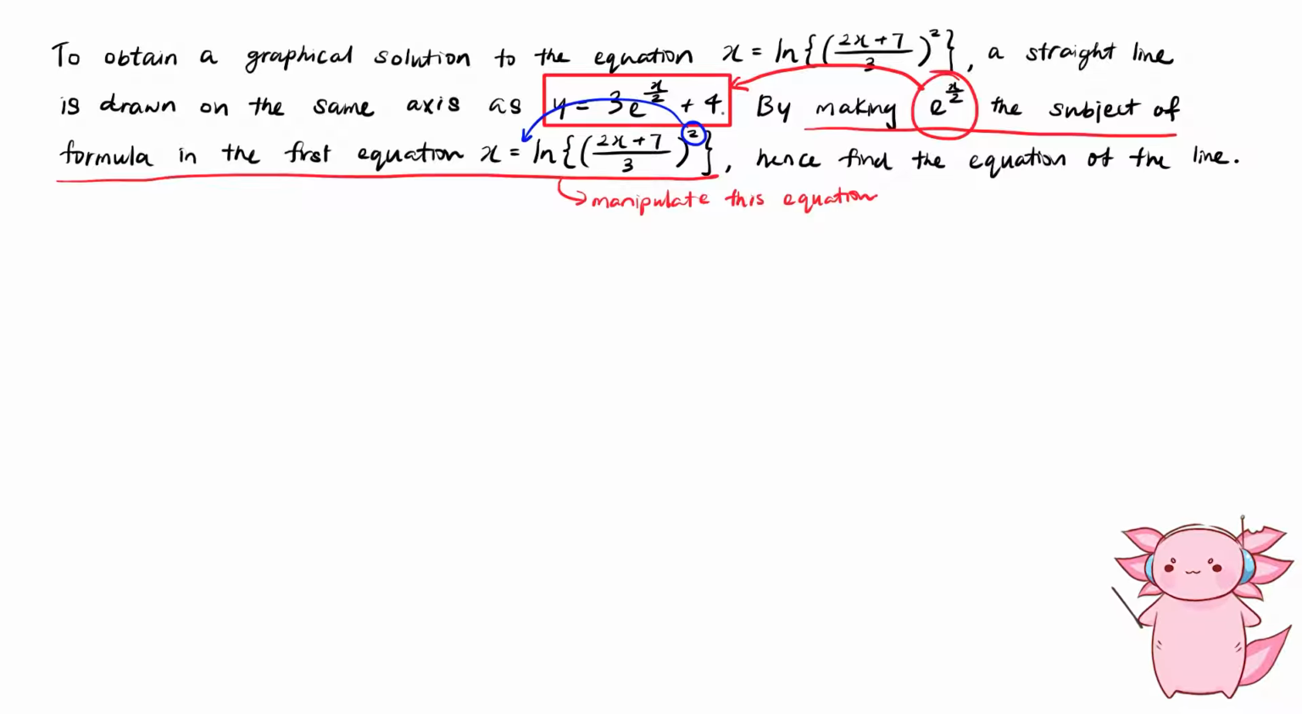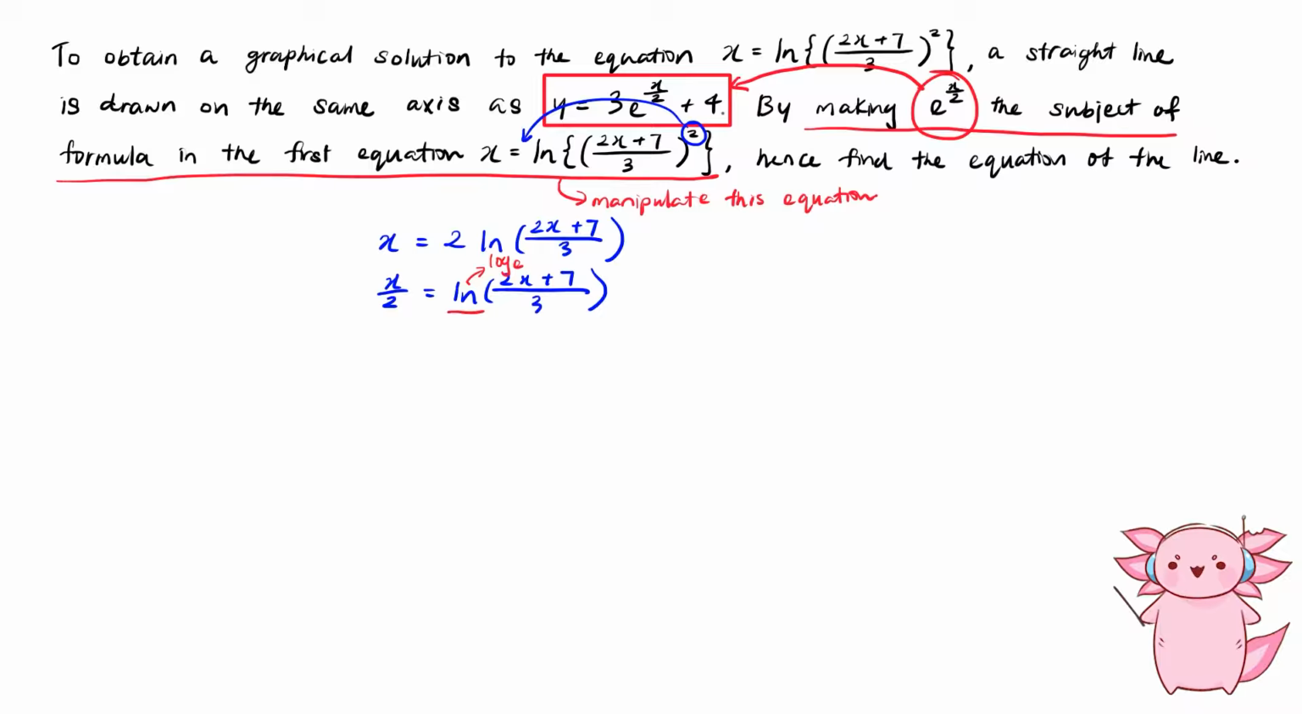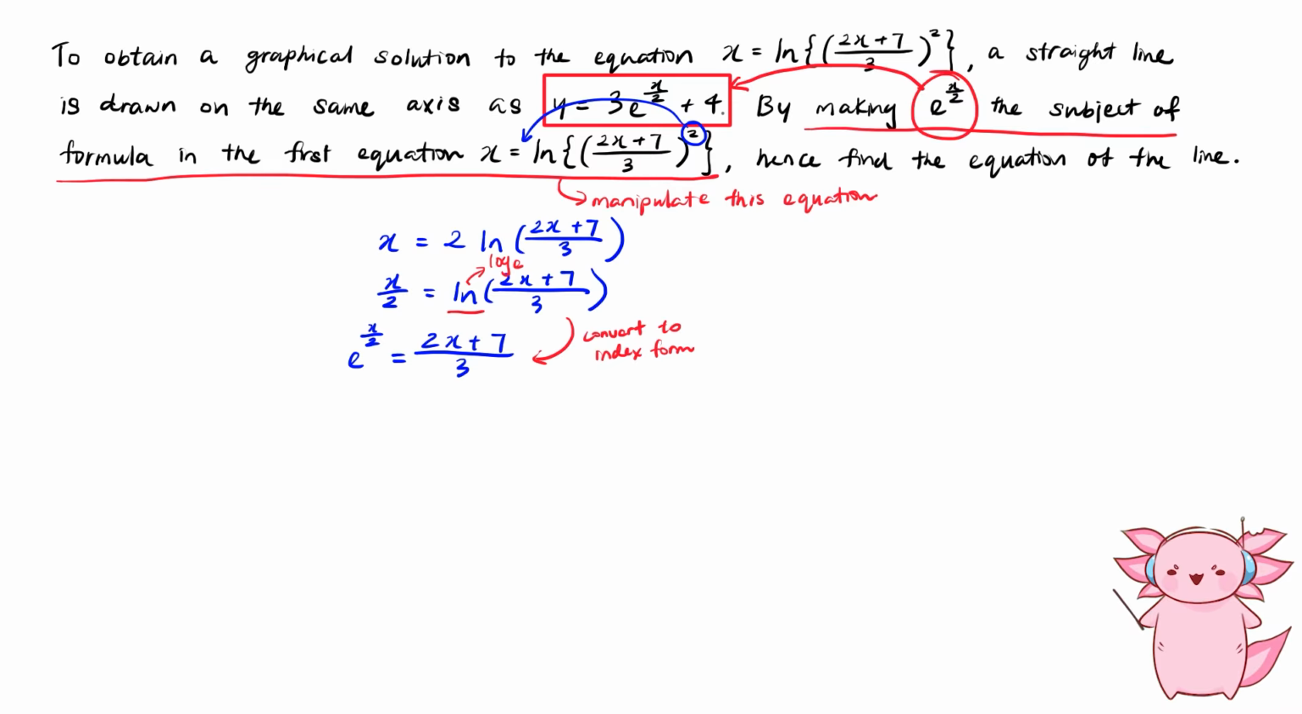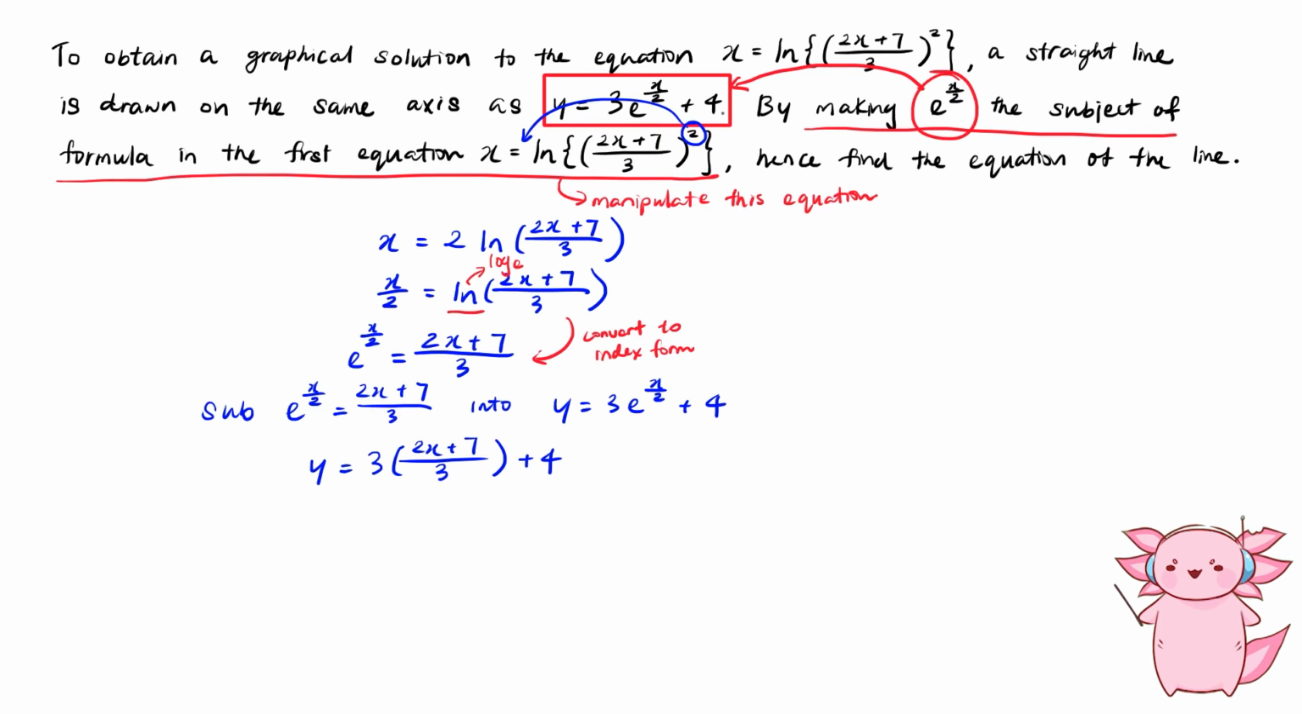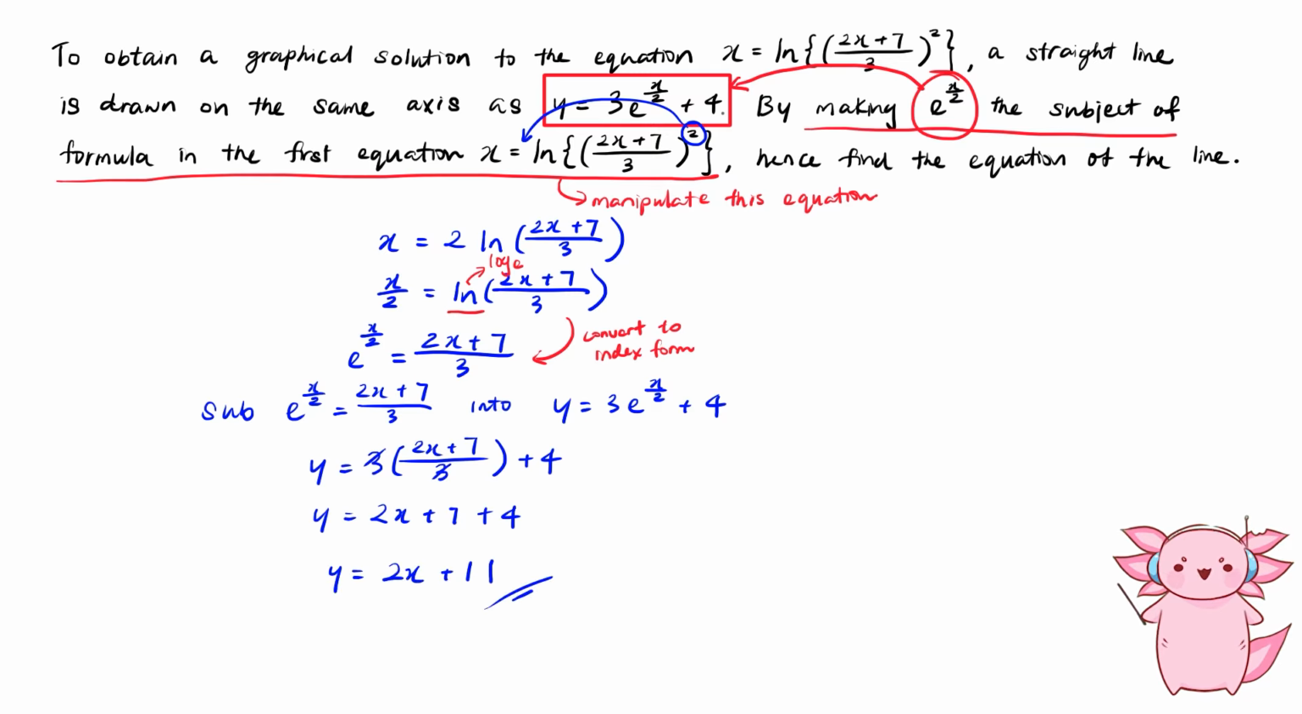So we can bring down this 2 from up here, and then we divide both sides by 2. Now since ln is log base e, let's change it to the index form, and we can finally get e to the power of x over 2 as the subject of formula. Now the last step is to just sub the value of e to the power of x over 2 into our other equation, and then we can just expand out the equation and then simplify it until we can get the final answer of y is equals to 2x plus 11.